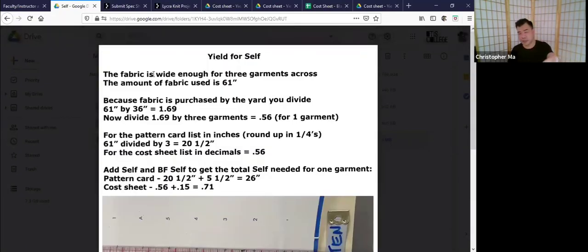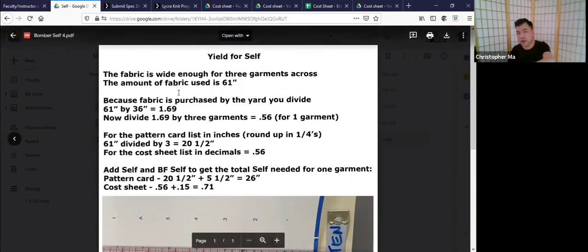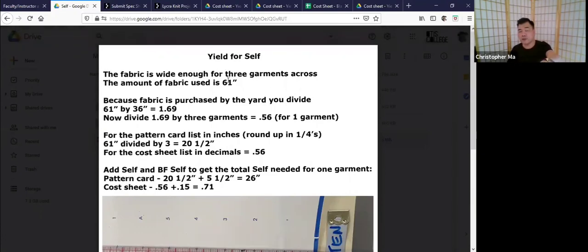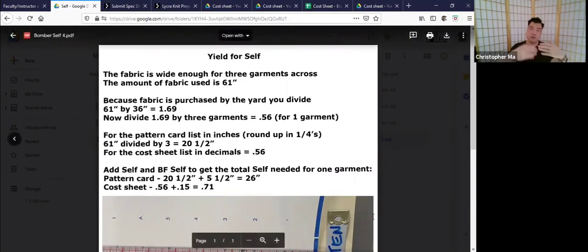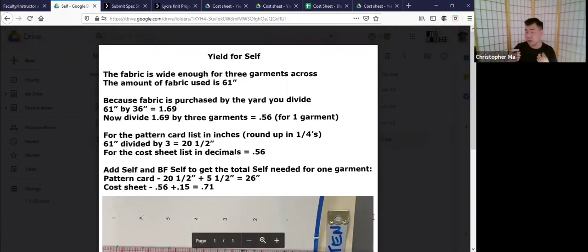So this is the explanation of this. The fabric is wide enough for 3 garments across. The amount of fabric used is 61 inches, meaning by the time I repeat 3 sets of garment, it actually requires 61 inches long, right? So we're going back to the math again. 61 inches, how many yards is that? Divided by 36 inches, you get 1.69. So 1.69 yards, you get 3 garments. So how many per garment? You divide 1.69 by 3. Every garment takes 0.56, okay?